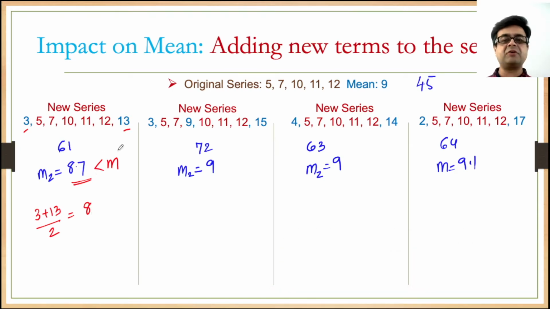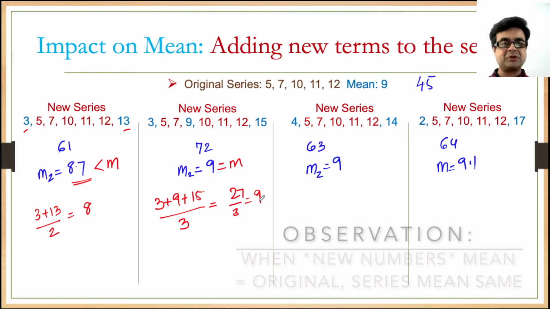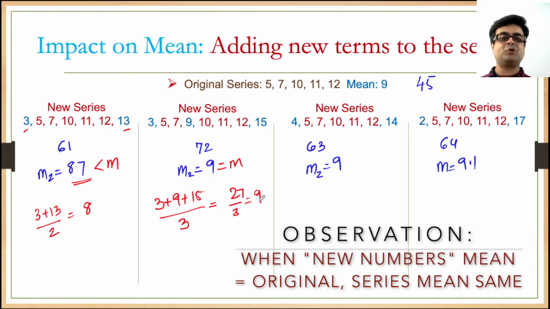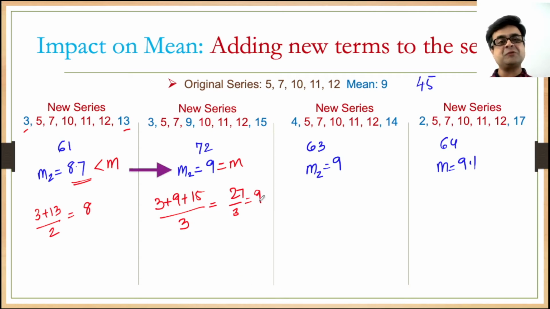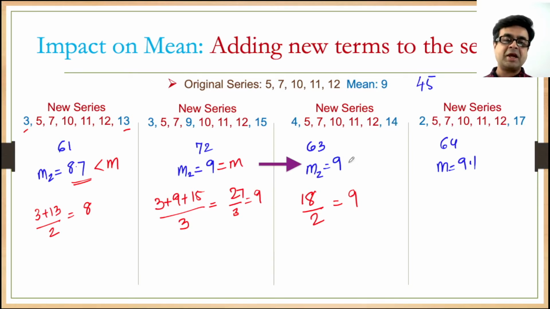With the same logic, if you add numbers whose mean is the same as the original mean, then the mean should remain the same. So in this particular series, you can see that the mean has remained the same as the original mean. The average of the new numbers, divided by 3 because there are 3 numbers, would be 27 divided by 3, which is 9. So the mean of the new numbers is 9. Hence, the mean of the series will not change. Similarly here, 18 divided by 2 is 9. So the mean of the new numbers that I'm adding to the series hasn't changed. Hence, my new mean is the same as my original mean.